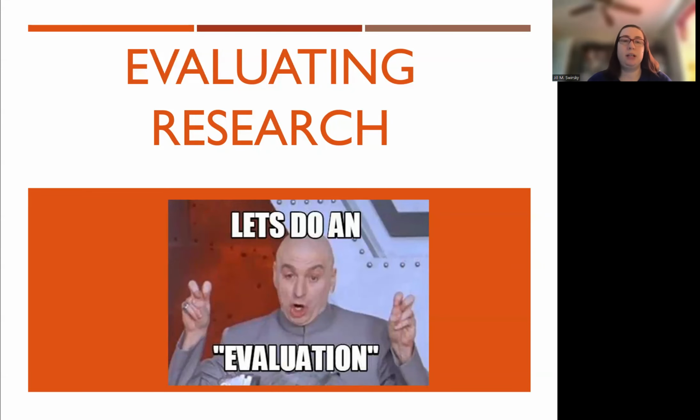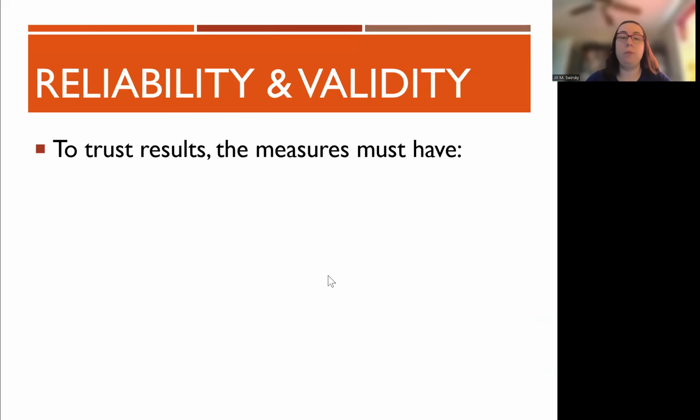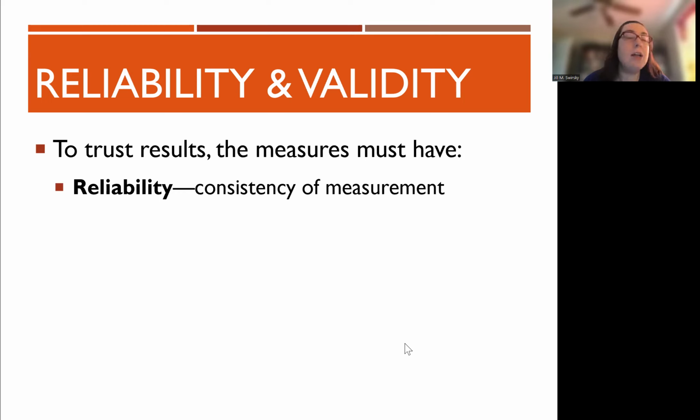So, moving along as we discuss research methods, we have to think about how we evaluate our research. As you can imagine, not all surveys are created equal. And so, in order to be able to trust our results, our measures must be both reliable and valid. Reliability refers to the consistency of measurement. If we administer the same survey multiple times to multiple participants, we want the results to be the same every time. There are a few different types of reliability.